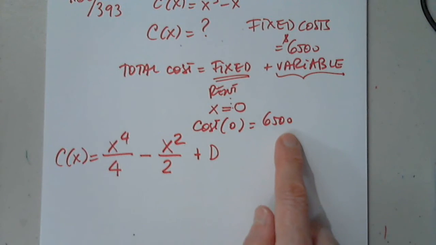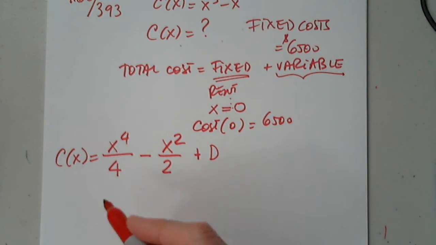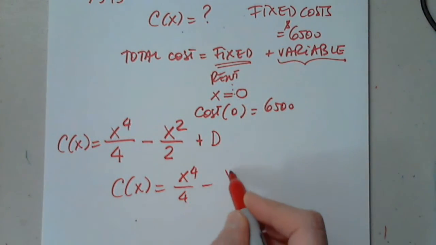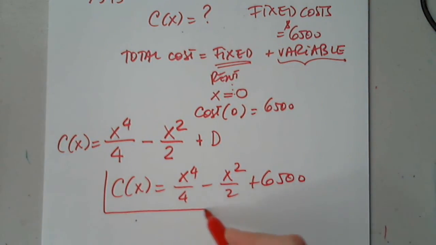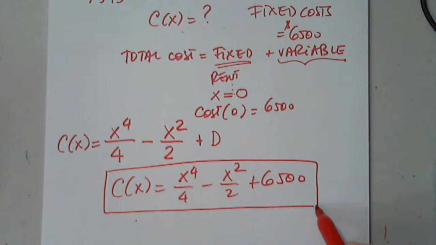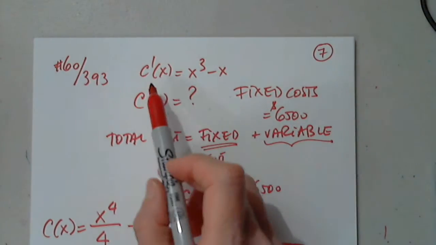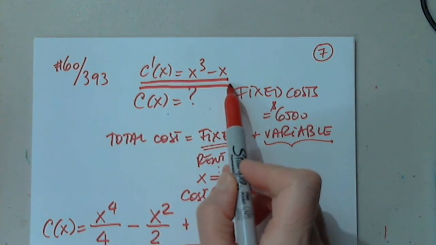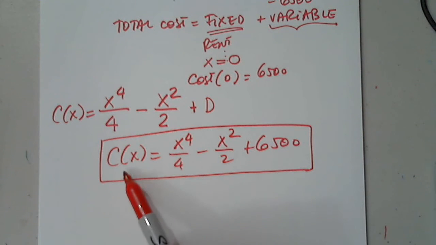Because it has to fulfill this condition. 0, d equals 6,500. So then the cost function is x to the 4th over 4 minus x squared over 2 plus 6,500. So we determine the cost function from its derivative, from the marginal cost, it's called. From its derivative, we were able to recover the original cost function.